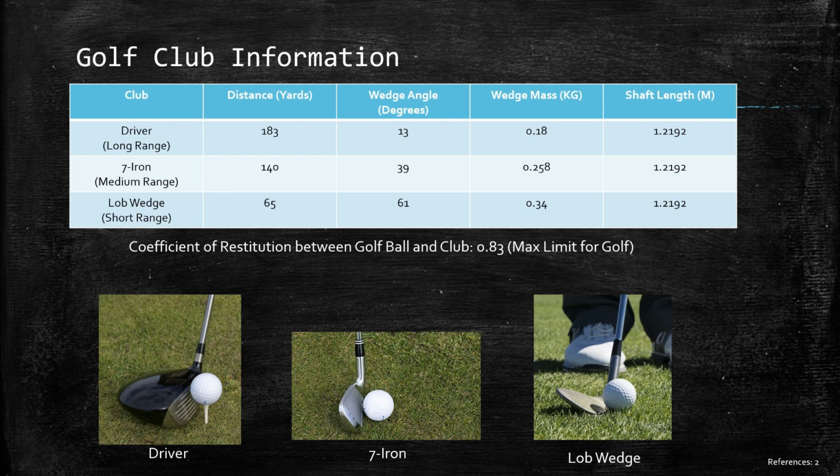Our 7-iron club is meant for medium range, and its average distance is 140 yards, and the angle that the golf ball gets launched at is 39 degrees, and the wedge mass is 0.258 kilograms.